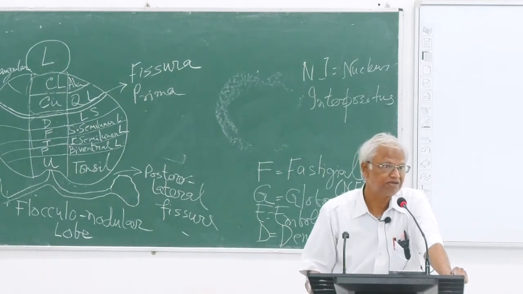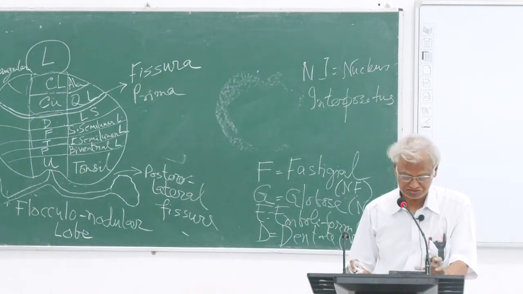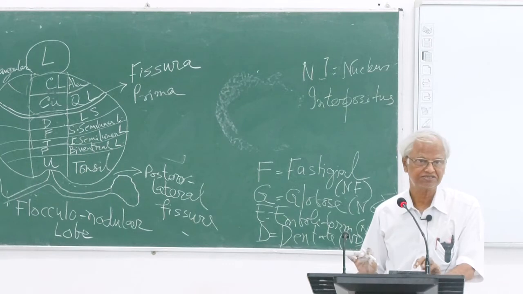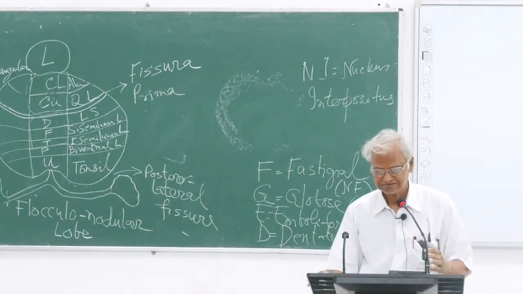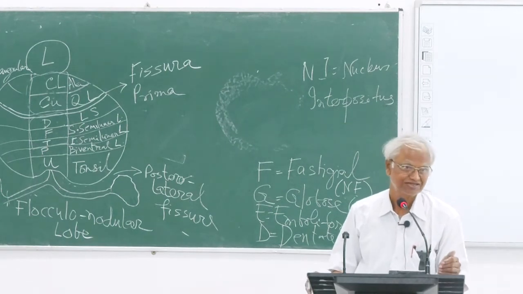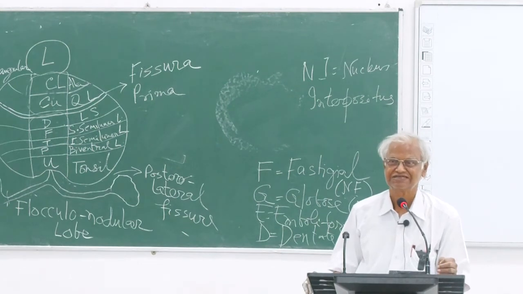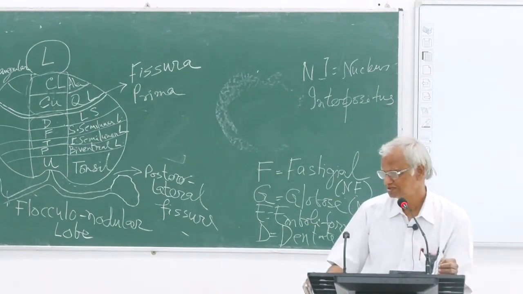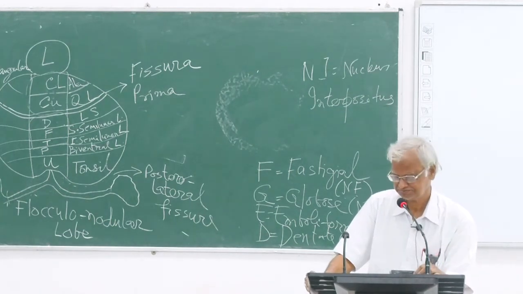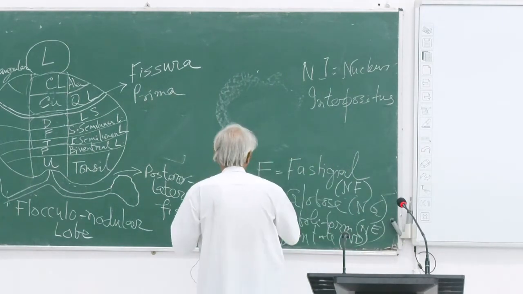Now about the cerebellar cortex. This is very difficult to understand. I think in the whole cerebellum chapter, the most difficult to understand is the connections of the cerebellar cortical nuclei. First we talk about what the layers are.